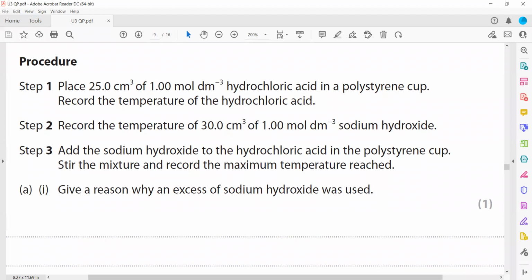So why do we use more than enough? Because we are finding how much energy change occurs when acid is neutralized. So if acid is neutralized, it means we have to neutralize all of the acid, as we are finding the enthalpy change of neutralization of acid. So why is excess of sodium hydroxide used? Just to make sure that all of the acid is neutralized.